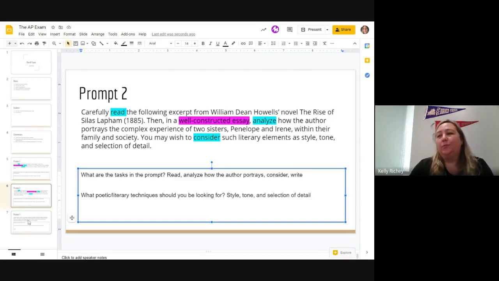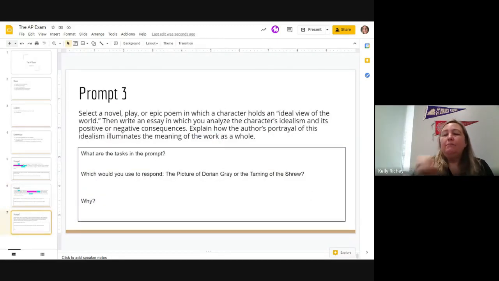All right, let's look at this last prompt. Prompt 3 is that open prompt where you have to come having read something. And we've read a lot of things this year, but we've read The Picture of Dorian Gray and we've read The Taming of the Shrew. Those are two longer works. So let's look at this prompt. Select a novel or play or epic poem in which a character holds an ideal view of the world. Then write an essay in which you analyze the character's idealism and its positive or negative consequences. Explain how the author's portrayal of this idealism illuminates the meaning of the work as a whole.